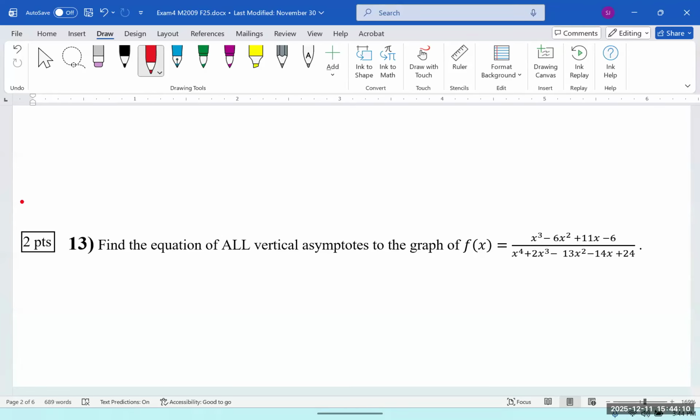Anytime you are working with vertical asymptotes, do not assume the denominator gives you the vertical asymptote. It's wrong. The denominator doesn't give you the vertical asymptote. The simplified denominator gives you the vertical asymptote. That's why you have to see if you can simplify this. You're going to go to your calculator and find the x-intercepts you have on the top.